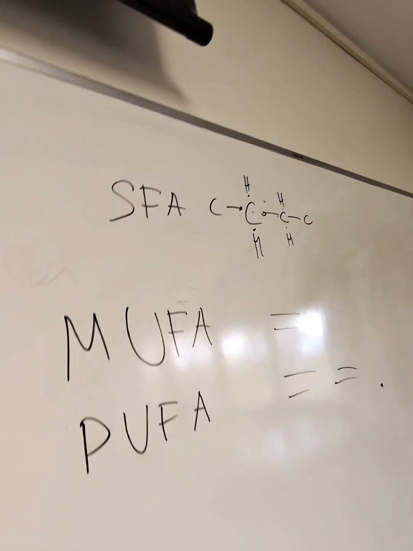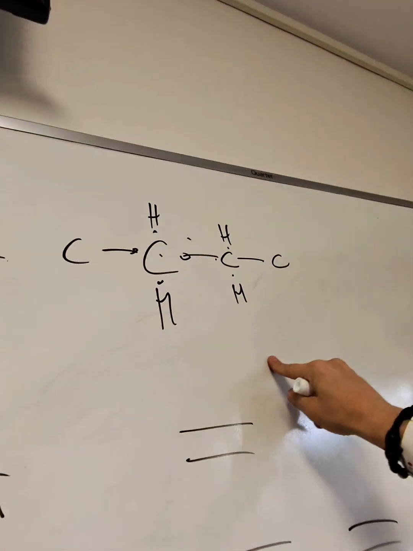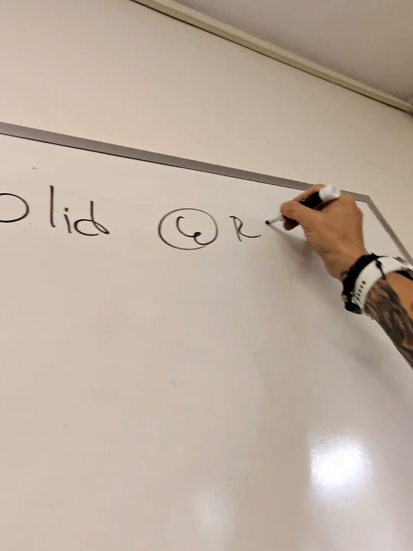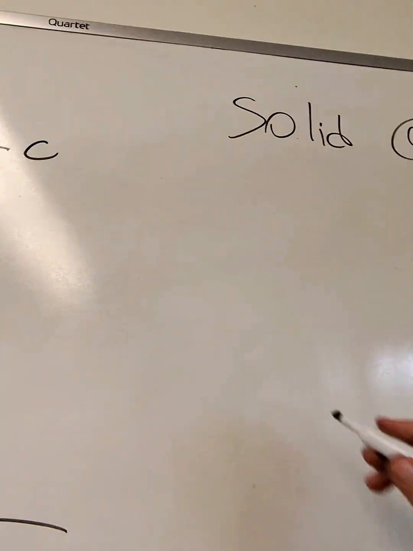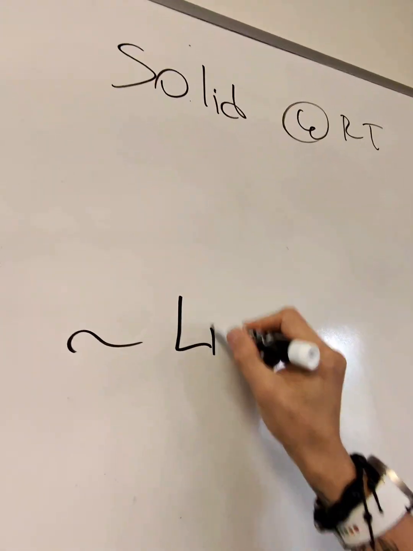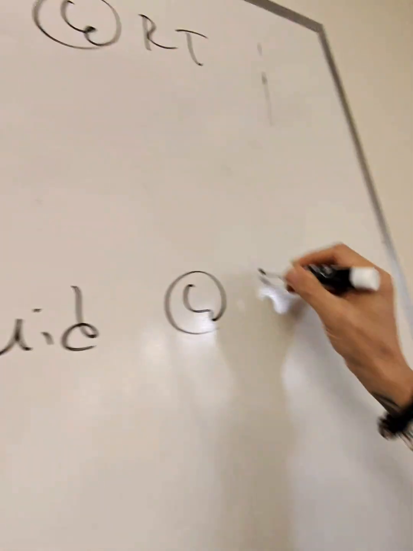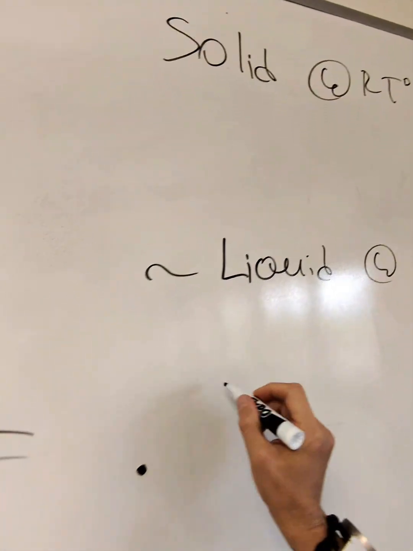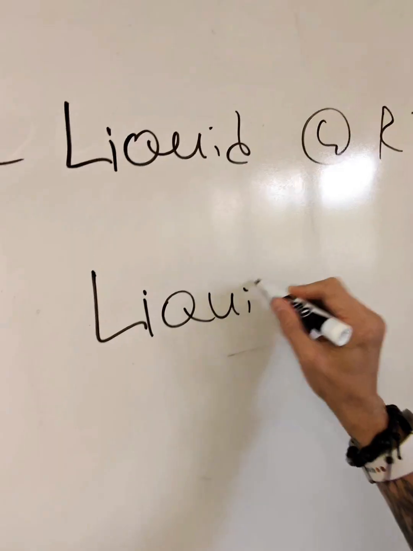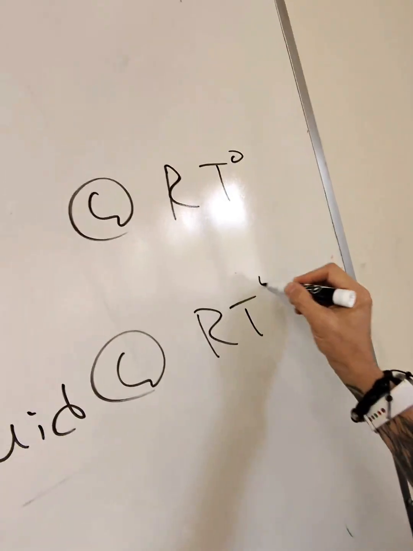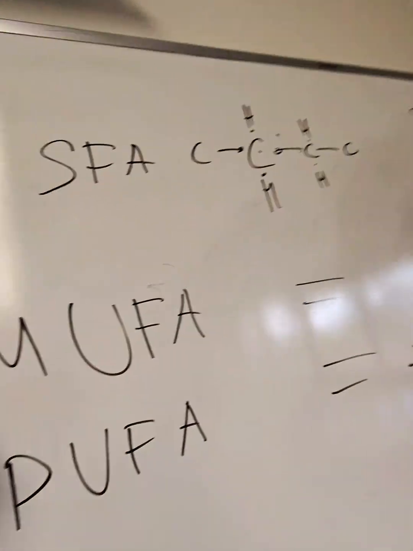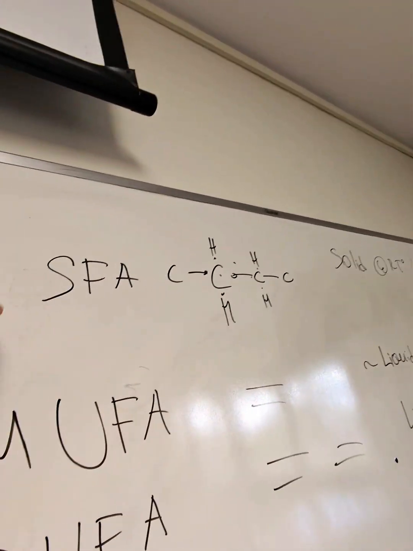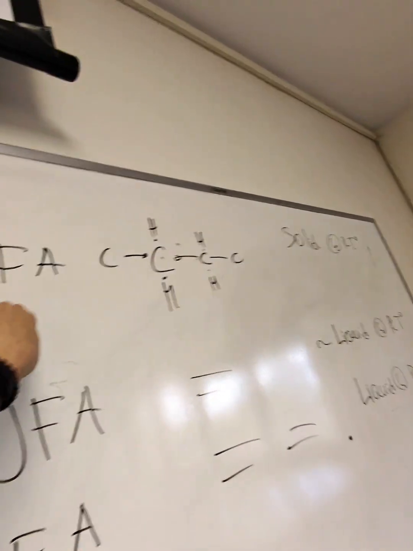As a rule of thumb, saturated fatty acids usually are solid at room temperature. Monounsaturated fatty acids usually are liquid at room temperature. And polyunsaturated fatty acids are definitely liquid at room temperature. So the temperature can change the state of a particular lipid. So this at room temperature is solid.